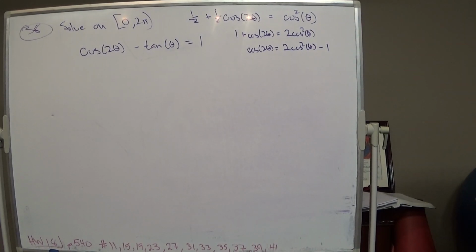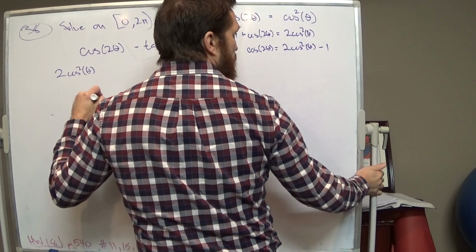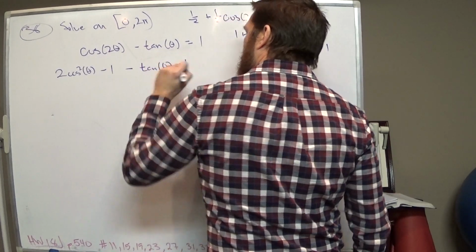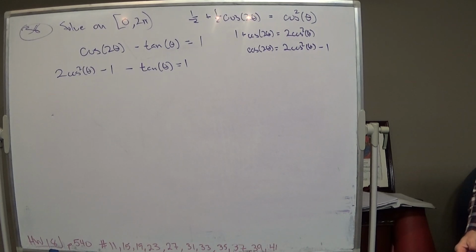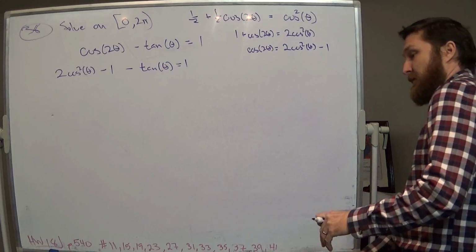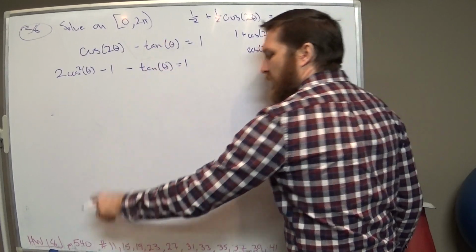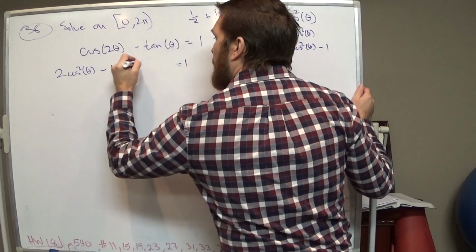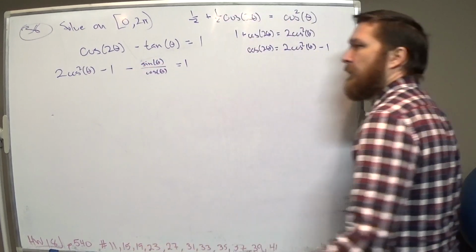So, okay, we could just say 2 cosine squared theta minus 1 minus tan theta equals 1. Now what? Get the tangent in terms of sine, cosine. Why not? That's what I would do. I'm not sure, so let's try it. I'm just going to erase and rewrite that as sine theta over cosine theta. So here's sine theta over cosine theta. Now what?